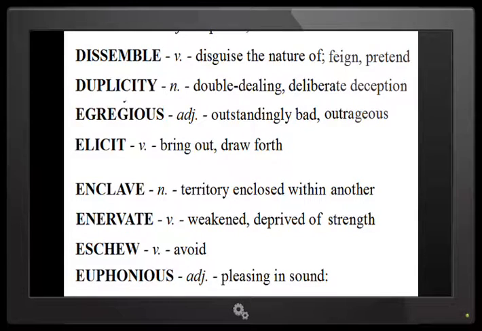If you don't know this word, how can you recognize the tactic? They can play you like a piano. Dissemble, remember that word. Recognize it when it's being used on you. And the next word is duplicity. It's a noun. It means double dealing, deliberate deception. Duplicity is deceitfulness in speech or conduct.